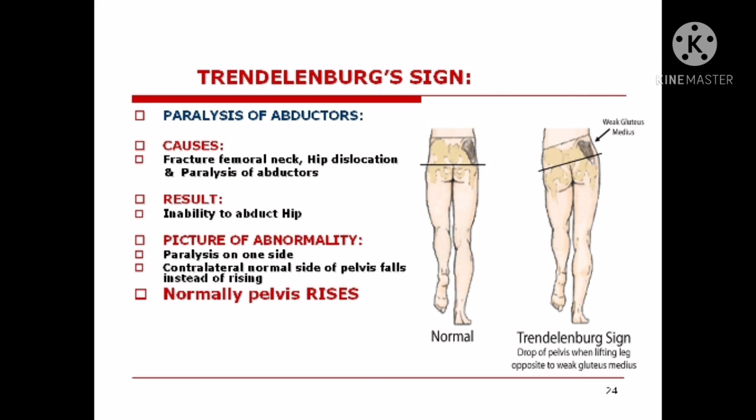The Trendelenburg sign. The patient shows a drop of the pelvis when lifting the leg opposite to the weak gluteus medius muscle. Normally, both of the glutei muscles maintain the normal position, and they do not allow the pelvis to drop. But if the gluteus medius, right or left, is paralyzed, the contralateral side is dropped, and the patient will adopt a limping gait.